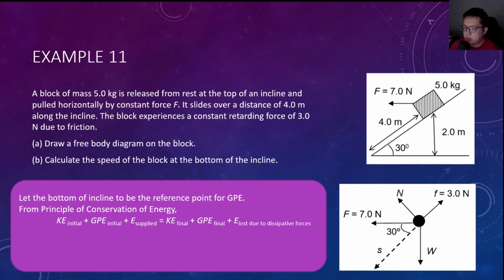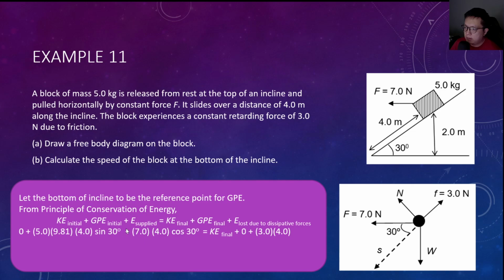Initial KE plus initial GP plus energy supplied into the system is equal to KE final plus GP final plus energy lost due to dissipative forces. Okay, so let's do the substitution. Initial KE is 0 because at the top it's not moving. GP initial is 5 times 9.81 times 4 times sine 30. Alright, this height here is 2 meters. I should have just written 2 meters, but I went to solve it, but it's actually just 2 meters here. So 5 times 9.81 times 2.